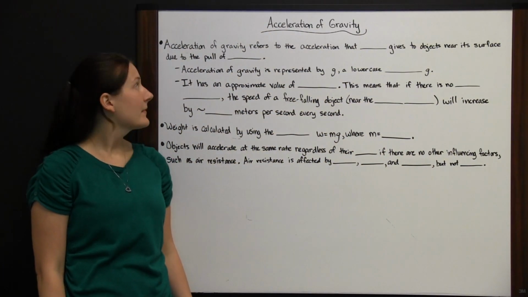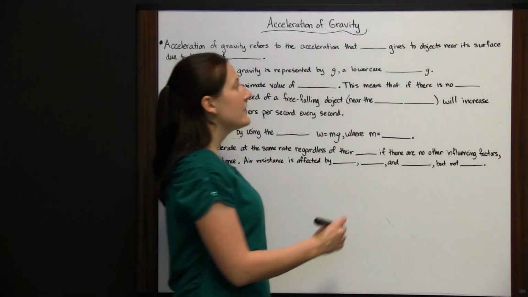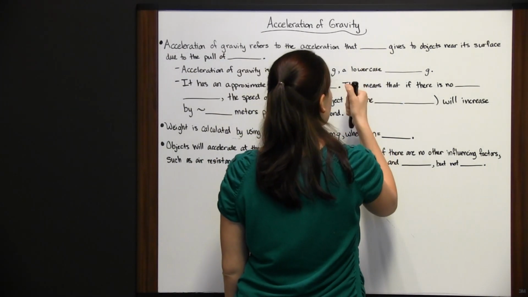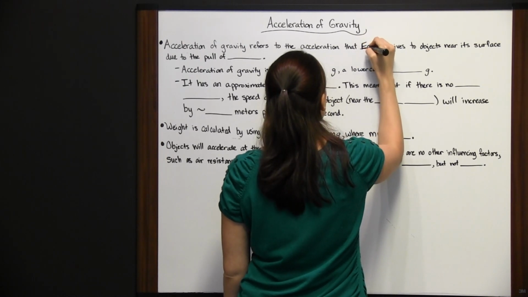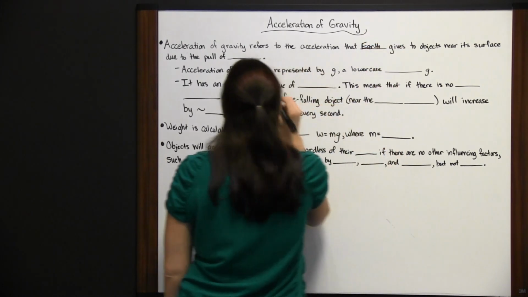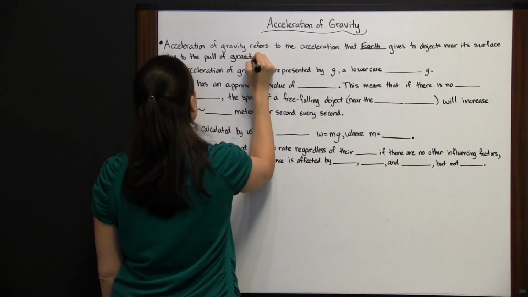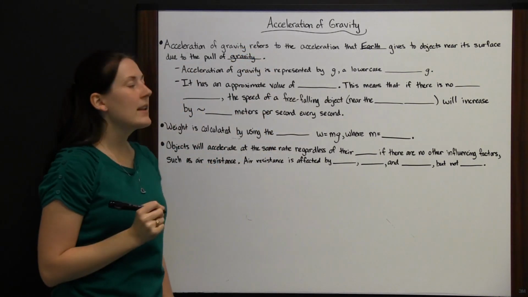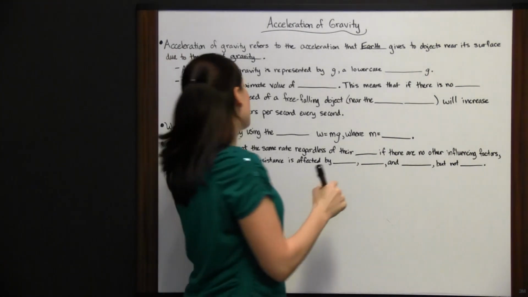Acceleration of gravity. Acceleration of gravity refers to the acceleration that Earth gives to objects near its surface due to the pull of gravity. Acceleration of gravity is represented by g, a lowercase italicized g.